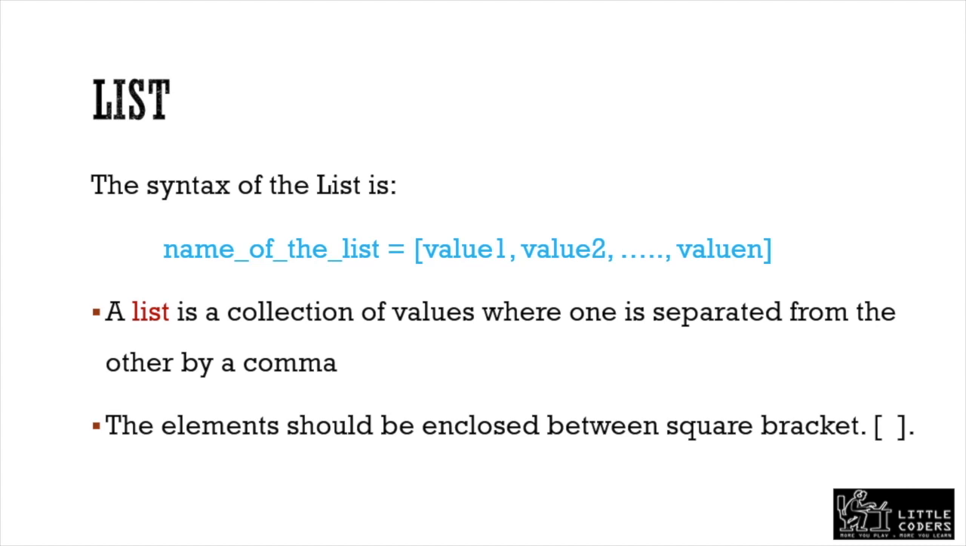Now what is a list? It is a collection of values where one is separated from the other by a comma. All the elements should be enclosed between square brackets.